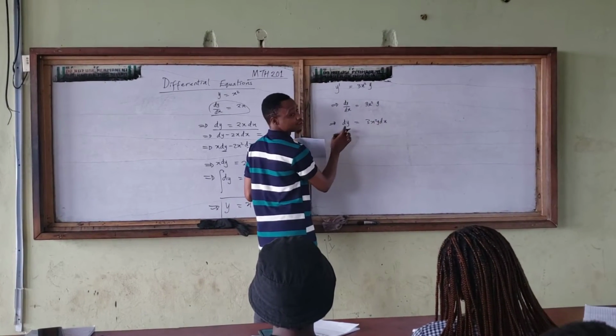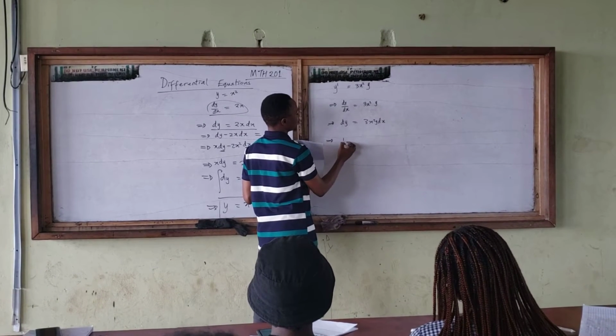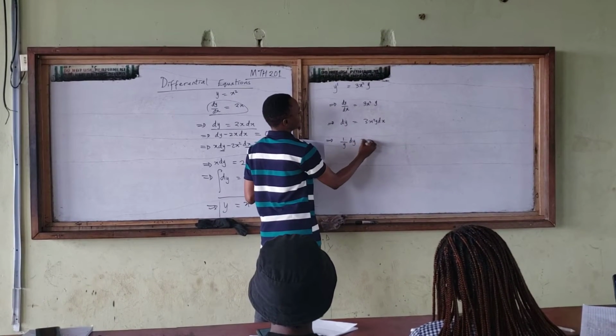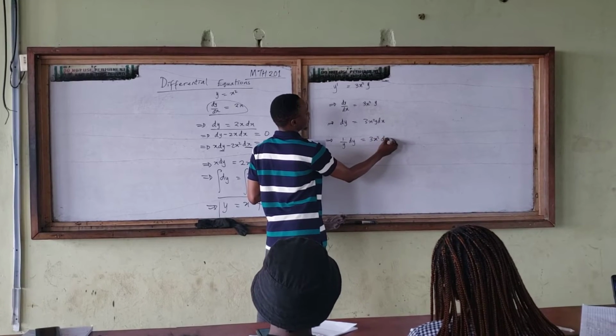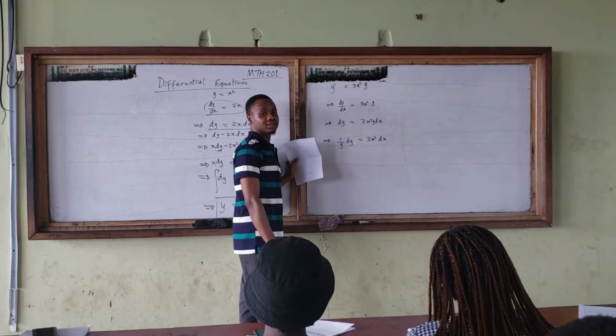Then I can bring the y to this side. That will be 1 over y dy equal to 3x squared dx. So I've separated the variables. That's there.